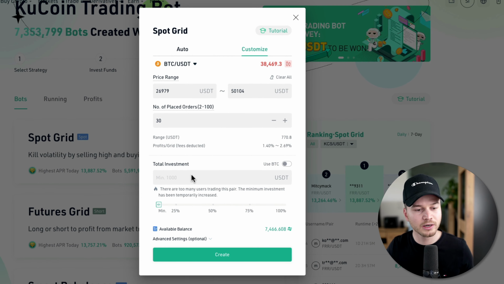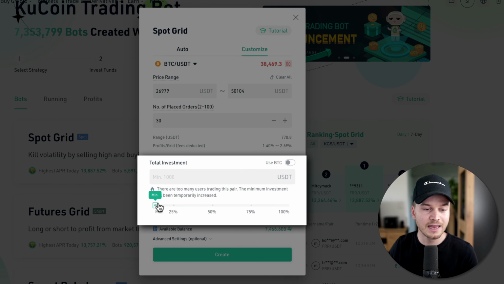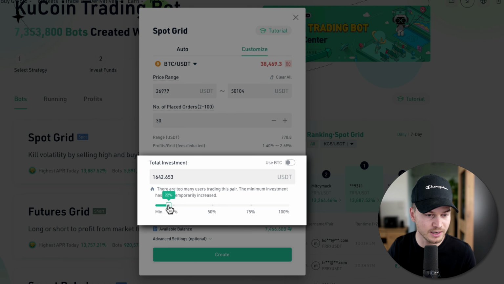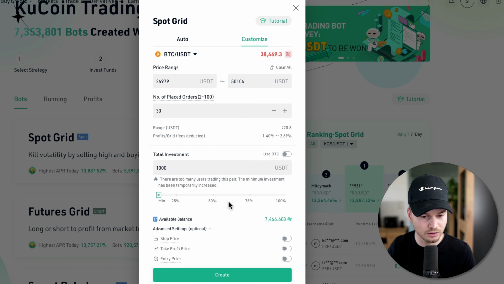And then we want to type in the amount of investment that we want to put into this bot. The minimum amount is $1,000 US tether right now. I could also do more, as you can see right here. So we could just start with 1,000. And then there's also some additional settings right here that you could look at.